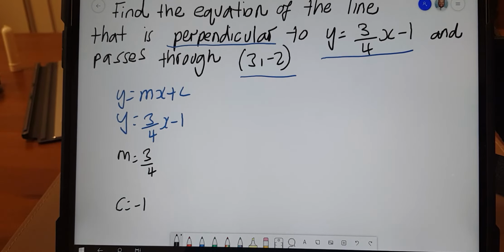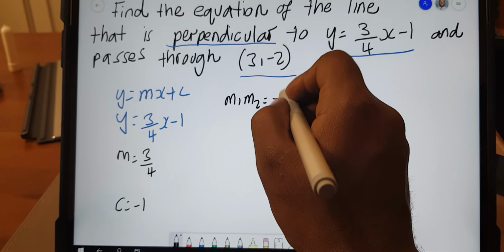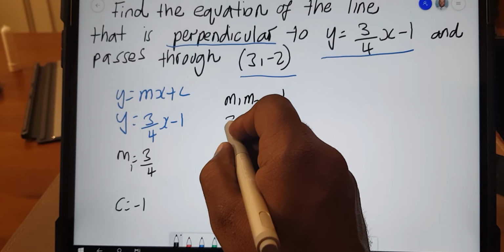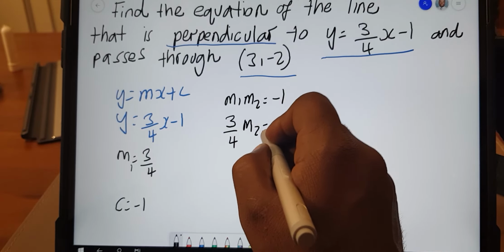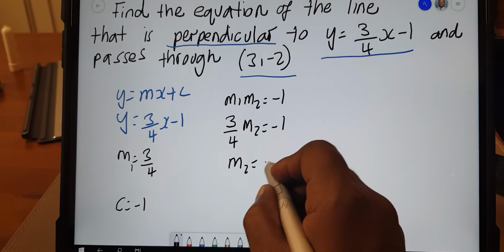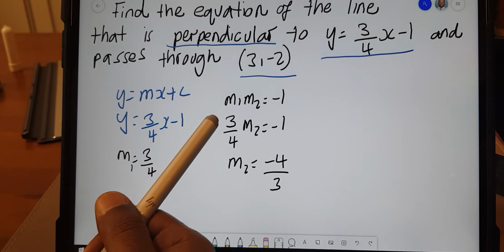However, it's perpendicular. So what happens with gradients when two lines are perpendicular? If you remember this formula, m1 m2 equals -1, and let's assume this is m1. So we're going to go 3 over 4 times m2 equals -1, and if you remember the rule, the new gradient of this line is going to be -4 over 3. Here's a trick that I normally tell students: if you've got the gradient of one line and you want to find the gradient of the other line, provided that both lines are perpendicular, all you've got to do is swap and put a negative sign. So what we've done here is we've got 3 over 4.